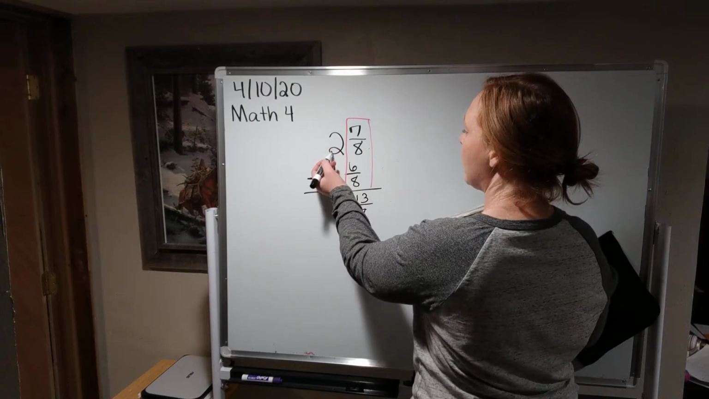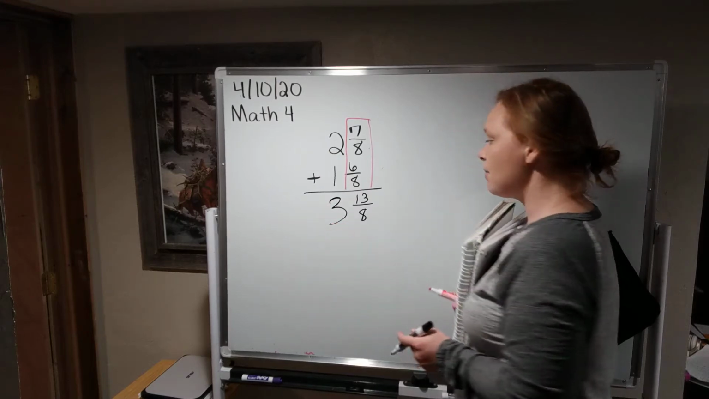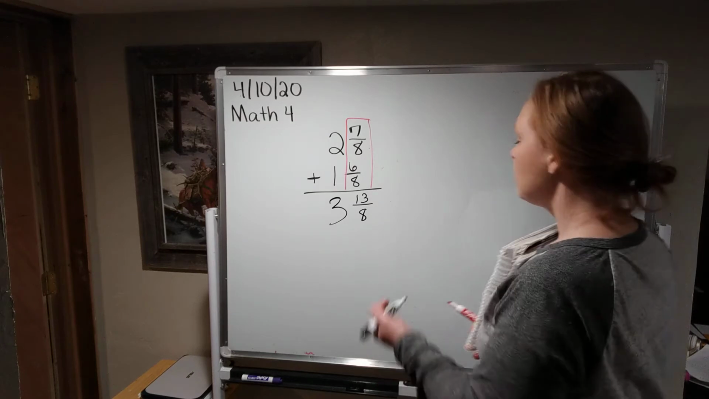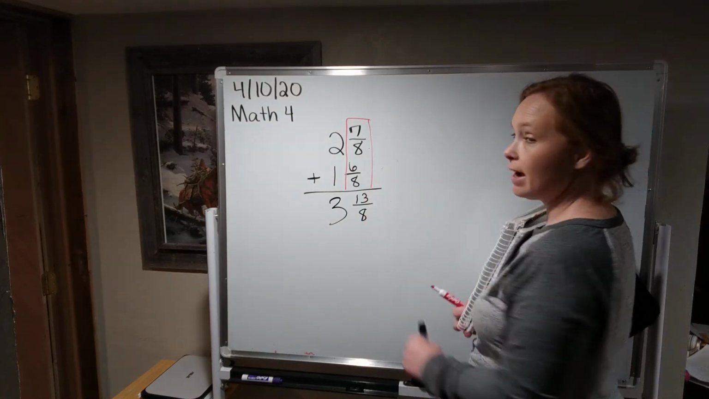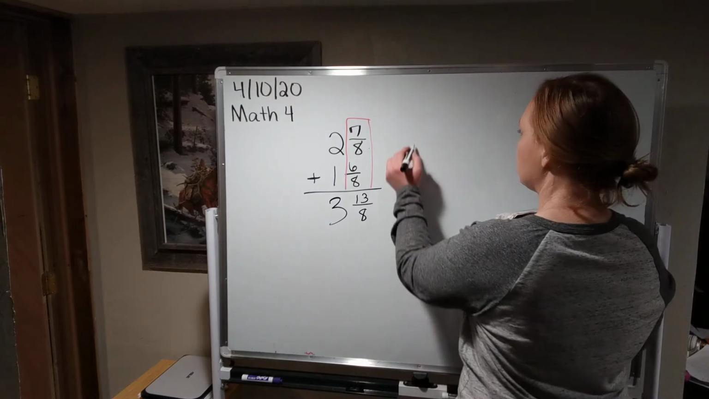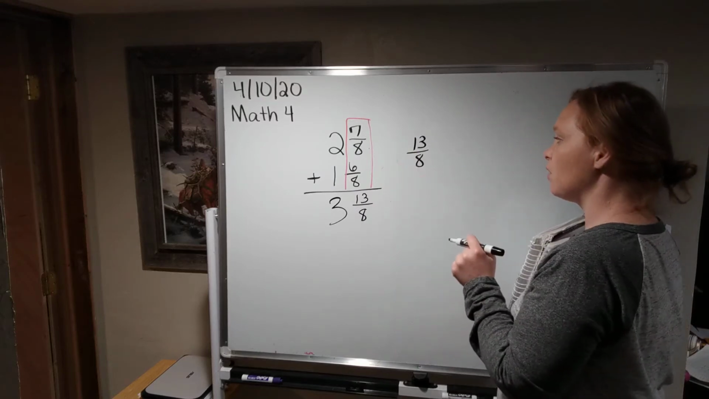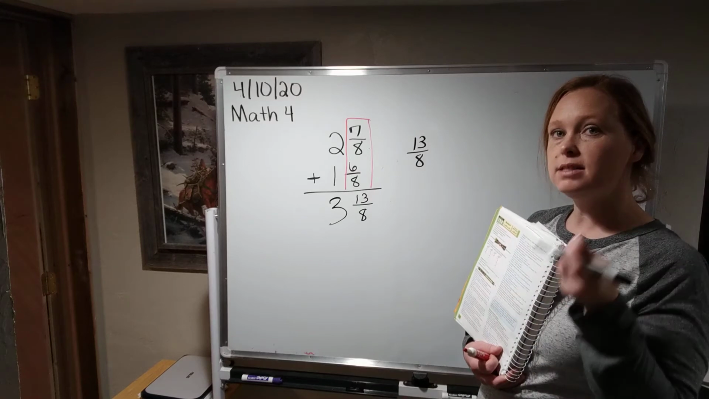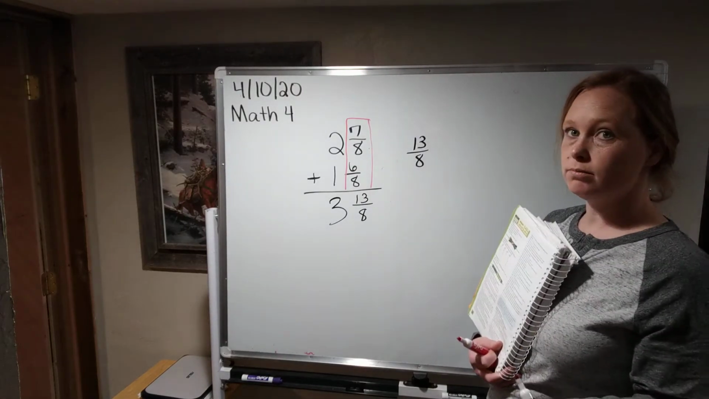Now I'm going to add the whole numbers. 2 plus 1 is 3. Now my answer is 3 and 13/8. But we can't leave this fraction because this is an improper fraction. So what I'm going to do is come off to the side and write 13/8, and think about this for a minute. I can take one whole out. What is the fraction that I can use that equals one whole?